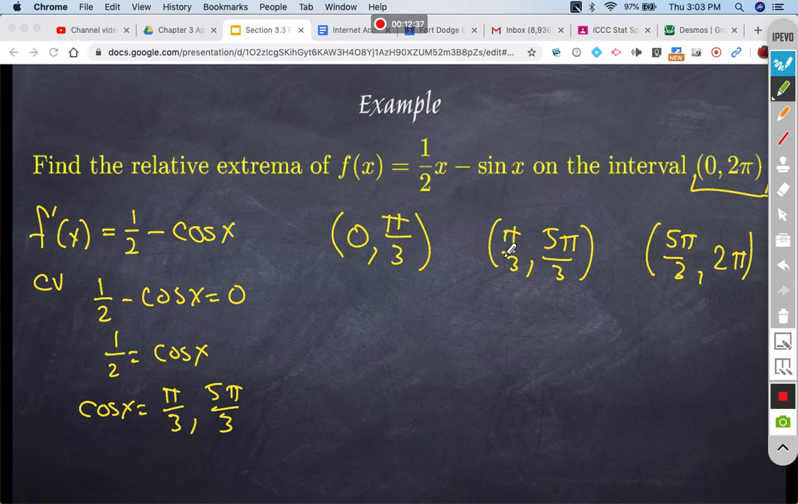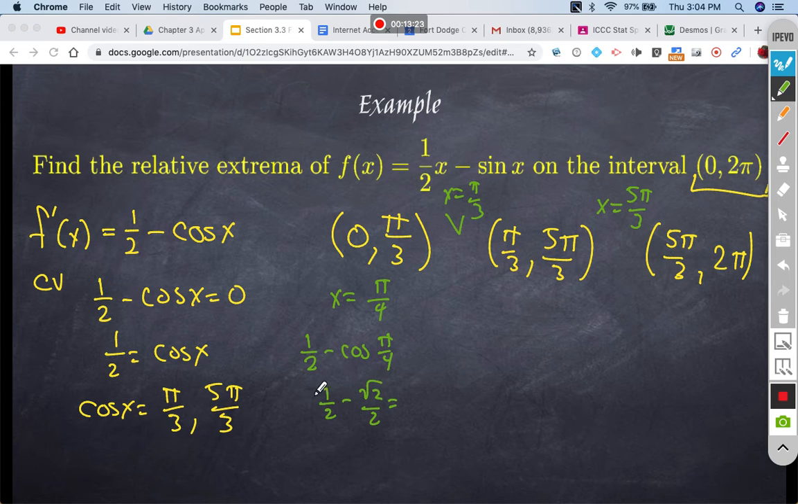On each of these intervals, it's either increasing, decreasing, or constant. The only places it can change is at these critical values. So this is my first critical value, pi over 3. This is my second one, 5 pi over 3. These are the places that could be our relative extrema. So we just pick a value between 0 and pi over 3. I'm going to pick pi over 4 because that's the one I know. So I plug this into my first derivative, 1/2 minus the cosine of pi over 4, which is 1/2 minus the square root of 2 over 2.